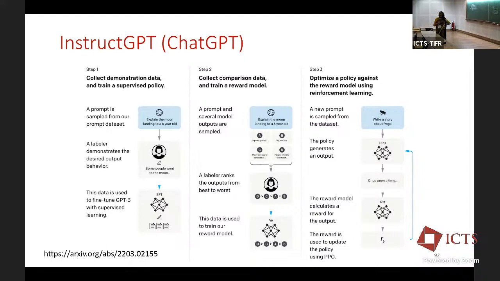You collect demonstration data and train a supervised policy. Then you select a prompt from the prompt database. Suppose the prompt is, let us say, explain the moon landing to a 6-year-old. Then they look at the answer. Yes, the answer is some people went to the moon. So they have a human who evaluates the response of the system and gives the desired behavior, right? For this prompt, what should be the desired behavior and how well or badly the system has performed, that's the human feedback which is given. And with the human feedback, this GPT-3 is fine-tuned with supervised learning. So this is the incorporation of human feedback into the original large language model. So this is the first step.